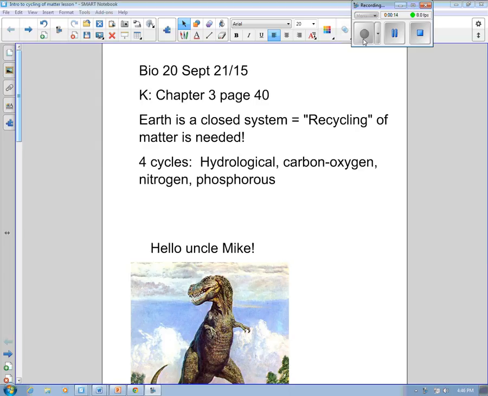We started this class by introducing the idea that all things are recycled because Earth is a closed system. We need to recycle matter, and that's really what Chapter 3 is all about. And so what you will be responsible for are the four cycles: the hydrological cycle, the carbon-oxygen cycle, the nitrogen cycle, and the phosphorus cycle.